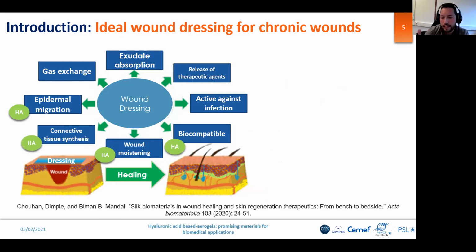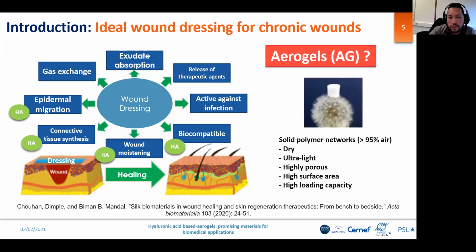However, there are other characteristics that are related to the way that you make the material, how to produce the material. And these characteristics are gas exchange in the wound site, exudate absorption, and the release of therapeutic agents. And these characteristics can also be fulfilled by the aerogels.